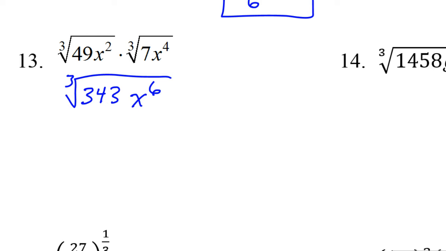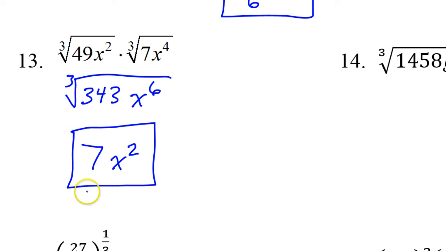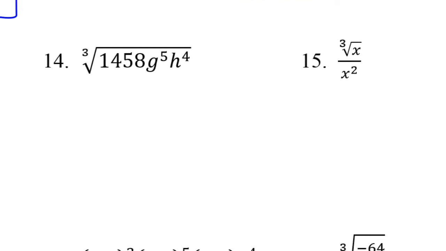Okay, so I'm definitely going to get 7 right there. X to the 6th power. How do I do the cube root of x to the 6th power? You just divide. 6 divided by 3 is 2. So this would be your answer for number 13, 7x squared. Any questions on number 13? Okay, moving on to number 14.